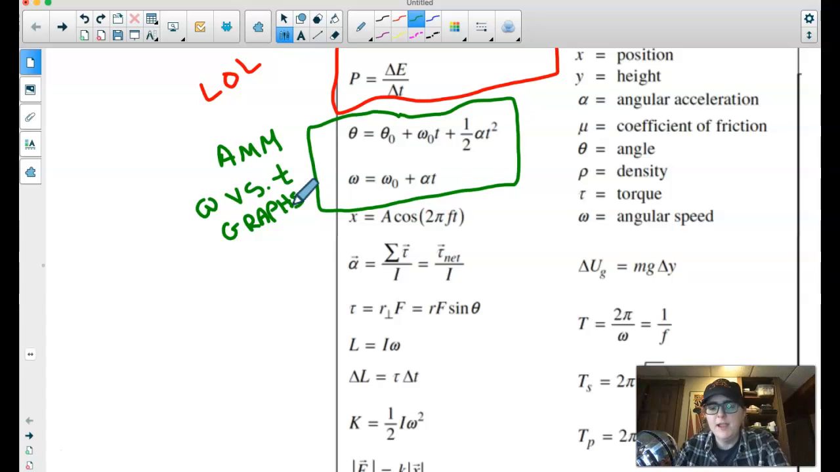And just like how the slope of a VT graph is acceleration, the slope of an omega t graph is angular acceleration. And just like the area of a VT graph is distance traveled, the area of an omega time graph is the angular distance traveled.